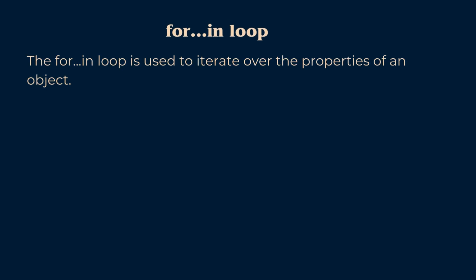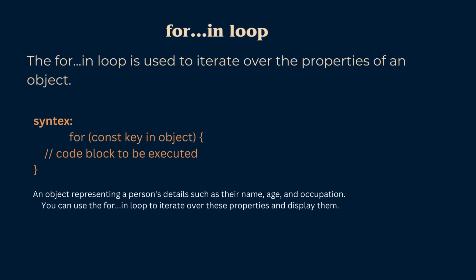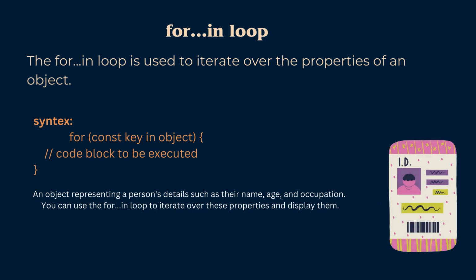The for-in loop is used to iterate over the properties of an object. Suppose you have an object representing a person's details, such as their name, age, and occupation. You can use the for-in loop to iterate over these properties and display them.